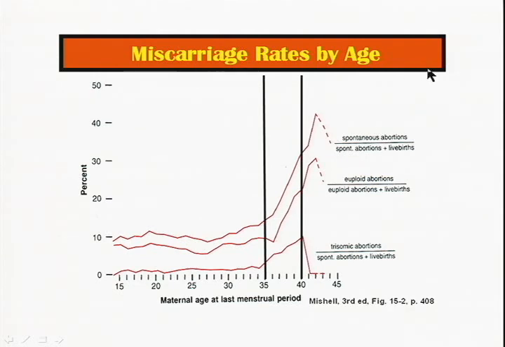Let's look at the effect of aneuploidy and maternal age. And this is looking at pregnancy loss or miscarriage by maternal age. You can see that up to age 35, there's not a whole lot of change. But after age 35, the rate of miscarriage or spontaneous pregnancy loss goes up significantly. I mean, after age 40, it's almost 40%. So what we know is with advancing maternal age, the likelihood of pregnancy loss goes up significantly.